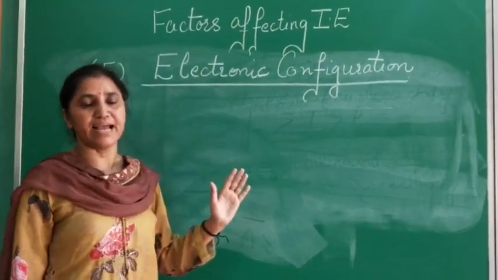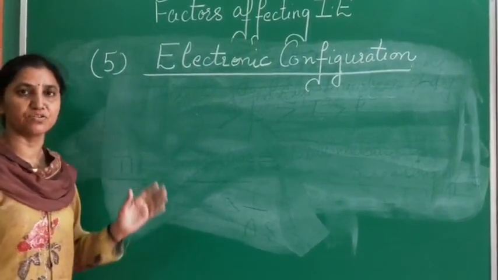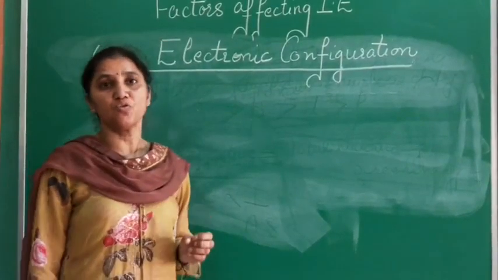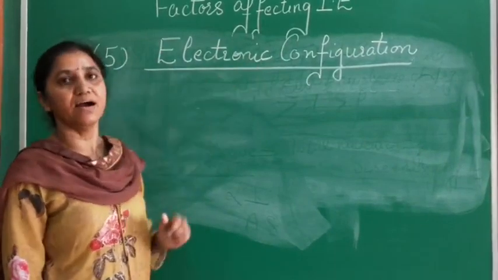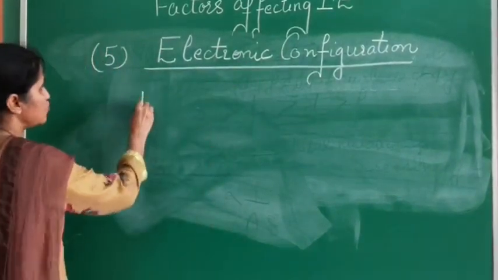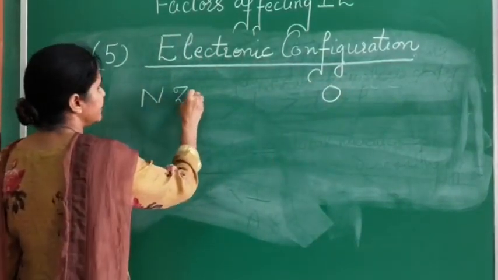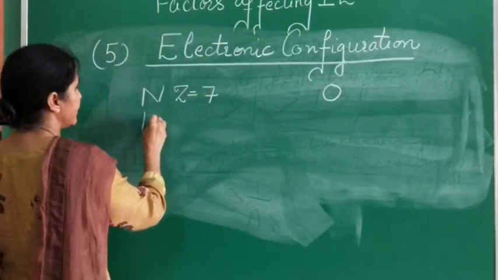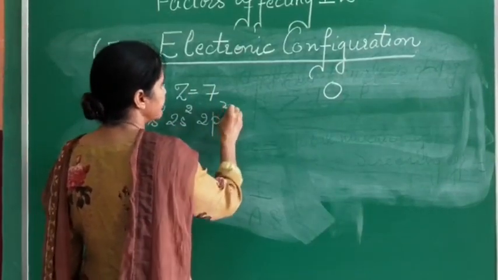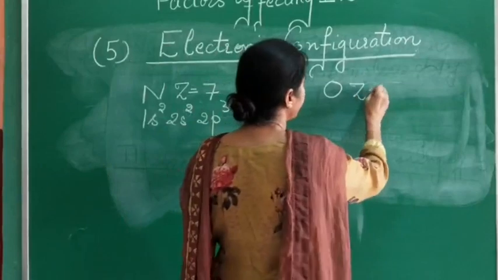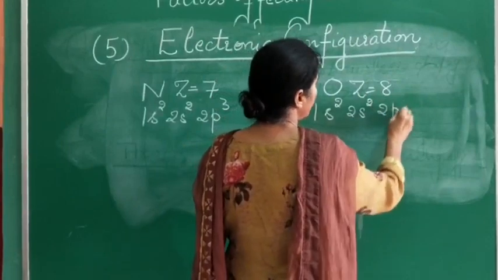Students, as you are aware, half-filled or completely filled configurations are more stable because of symmetrical distribution of electrons. So the ionization energy required to remove their valence electron is very high. For example, if we consider the two atoms, nitrogen and oxygen, the atomic number of nitrogen is 7. Its electronic configuration is 1s2, 2s2, 2p3, and oxygen, whose atomic number is 8, has the configuration 1s2, 2s2, 2p4.